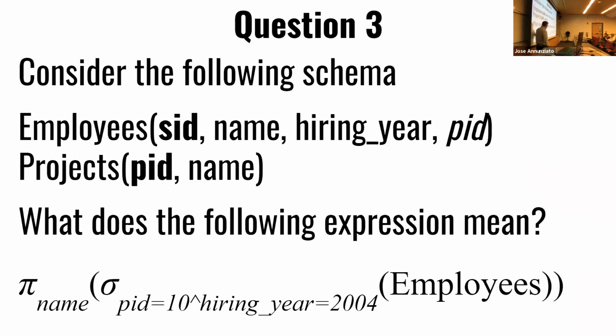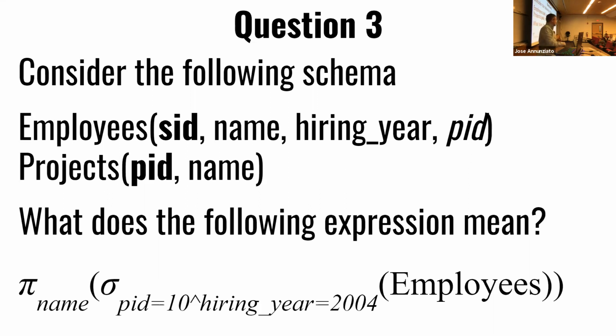In this case, you have a select, and the predicate is the PID equal to 10 and hiring year 2004, on the employees. So this one filters out all the records that meet this criteria. Once it identifies those records, it extracts the name, so it slices and only keeps the name field out of all those records. Okay.